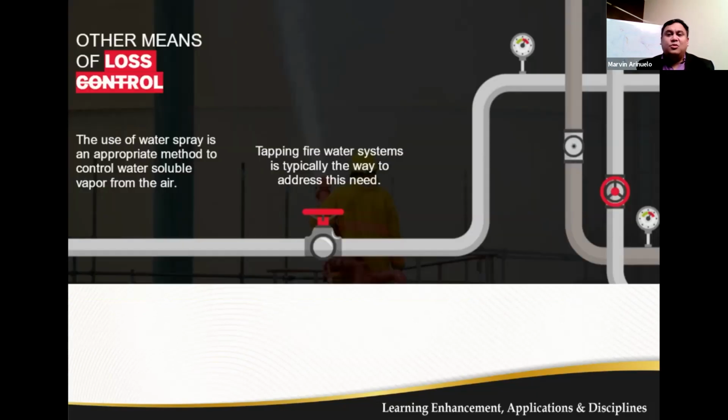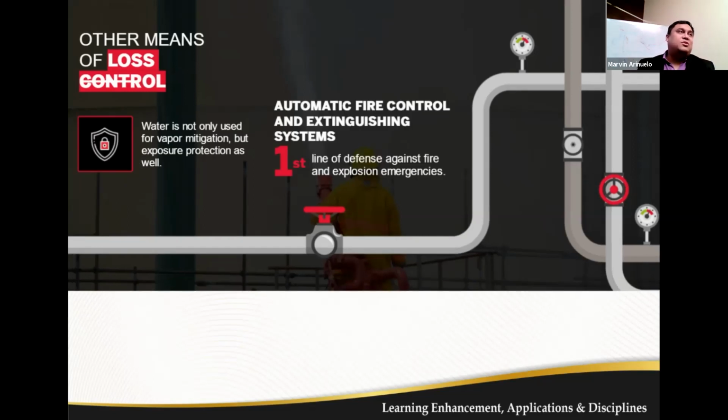Other means of loss control: the use of water spray, either fixed sprinkler or water spray system with monitor nozzle, is an appropriate method to control water-soluble vapor from the air. And this strategy also works for liquid that is expected to be released as a mist into the atmosphere, but it requires a large water supply at high pressure to be immediately available for emergency response. Tapping the firewater system is typically the way to address this need because they are usually available at the required pressure and volume. Water is not only used for vapor mitigation or minimizing, but for exposure protection as well.